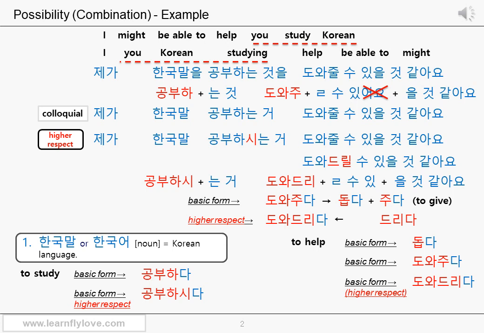제가 한국말 공부하시는 거 도와드릴 수 있을 것 같아요. Perfect. You sound like native Koreans now.